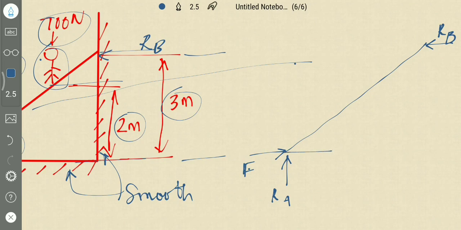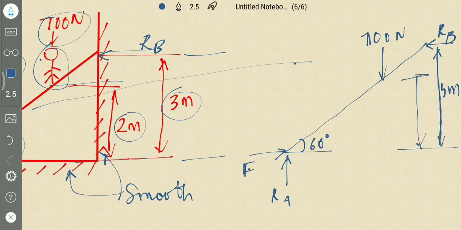This is 60 degrees. And this height is 3 meters. And this guy standing here, 700 newtons. This height is 2 meters.